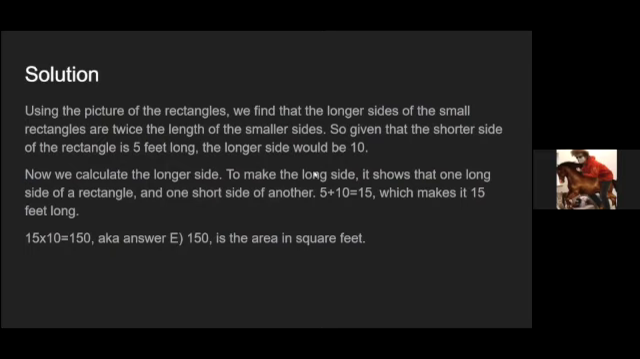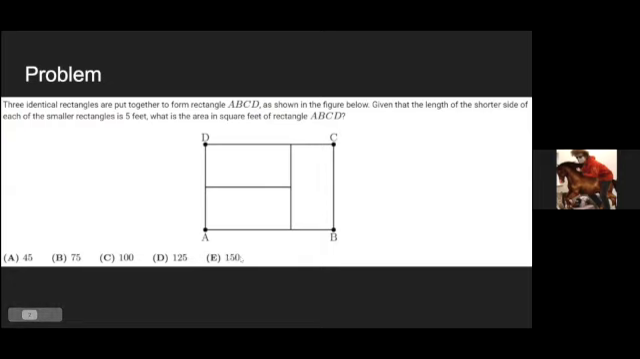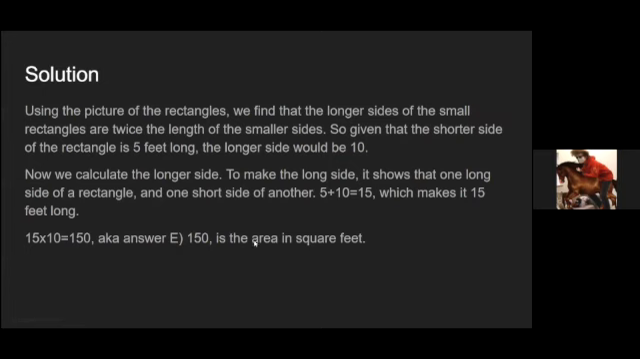To make the long side, it shows that one long side of a rectangle and one short side of another, which is 5 plus 10, which is 15, which makes it 15 feet long. And 15 times 10 is 150. So that's answer E, 150. Well, the area is 150 square feet.